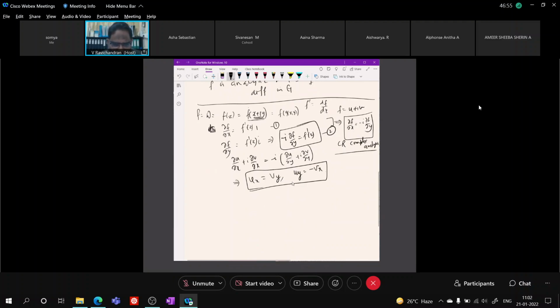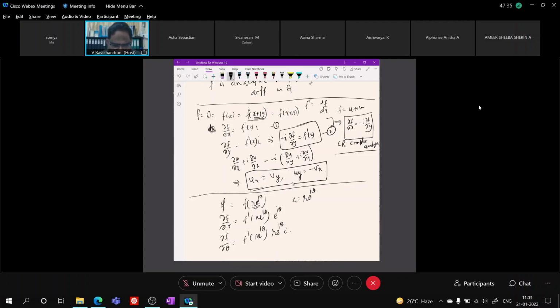If sometime you are interested in the Cauchy-Riemann equation in polar form, then you can even derive it. Write the complex number z as r e power i theta. Then you differentiate with respect to r first, and you will get f dash of r e power i theta times e power i theta. If you differentiate partially with respect to theta, then you get f dash of r e power i theta times r e power i theta, and then i will come.